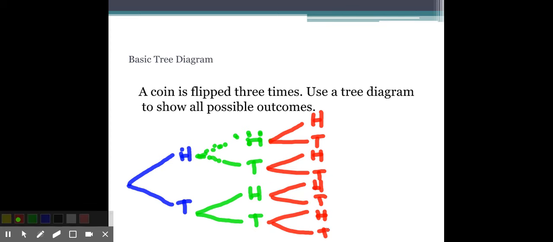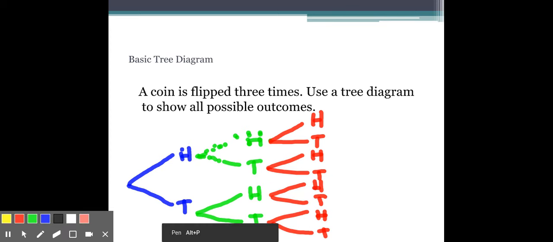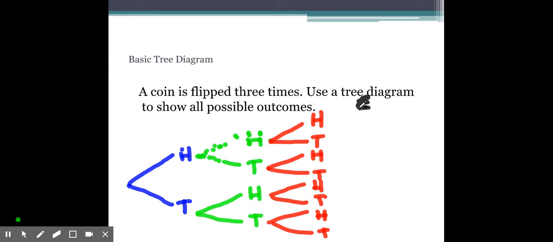So my sample space can be written over here, and all I do is I follow the branches. So to get to this final spot, I have to have gone down this branch, down this branch, down this branch, which makes a head, a head, a head. To get to this outcome, I would have had to have travelled down there, down there, down there. So that was head, head, tail.